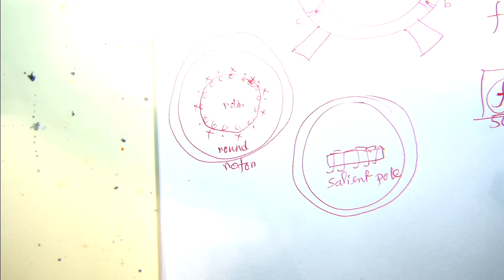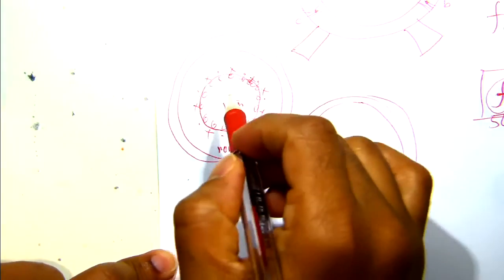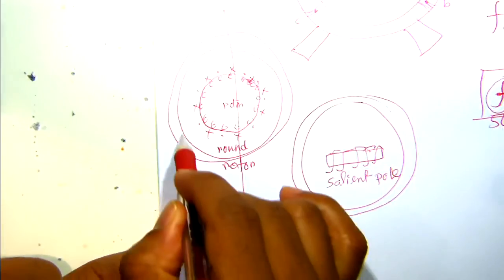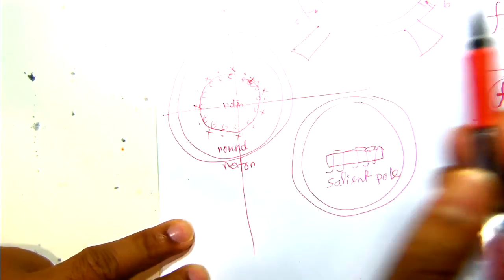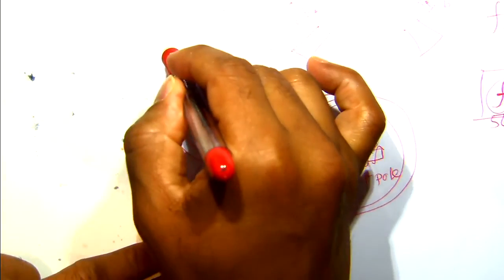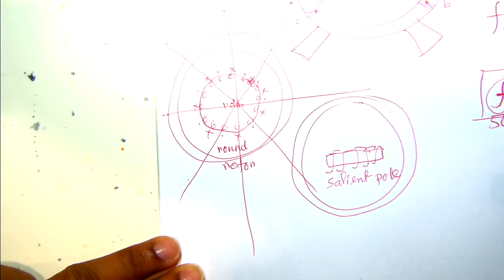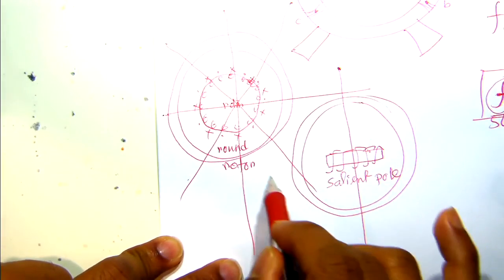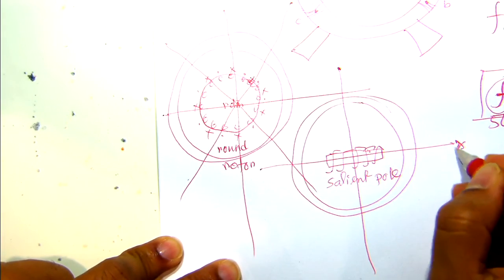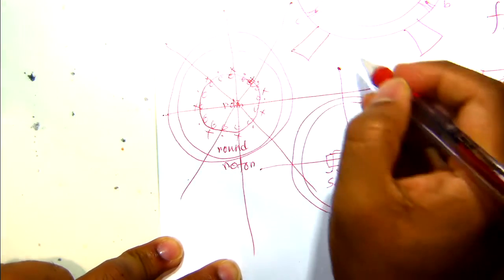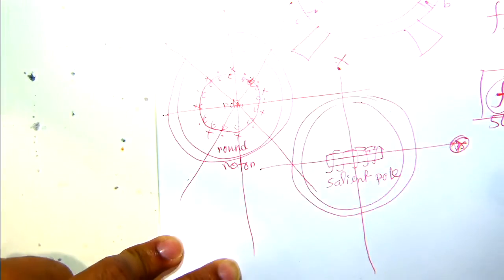So what we see in a round rotor machine, irrespective of any cross section, is that the magnetic flux is symmetrical. That's how it creates a sinusoidal wave. If you see here, the magnetic field intensity is very high here, and magnetic field intensity is very low there.